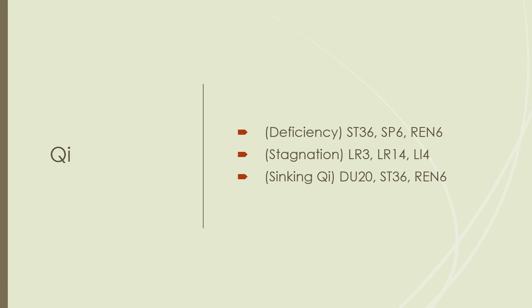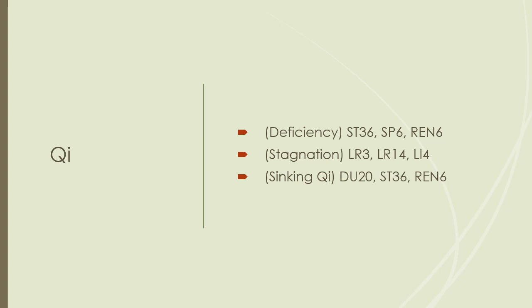For qi stagnation, we look at the liver because the liver is in charge of freely coursing the qi. And so we see points like liver 3, which is the source point, and liver 14, which is the mu point or alarm point for the liver, and Li4, which is very commonly combined with liver 3 in order to move qi and blood. So liver 3, liver 14, especially if there is subcostal pain, pain around the ribs, and Li4 combined with liver 3 to move qi and blood.